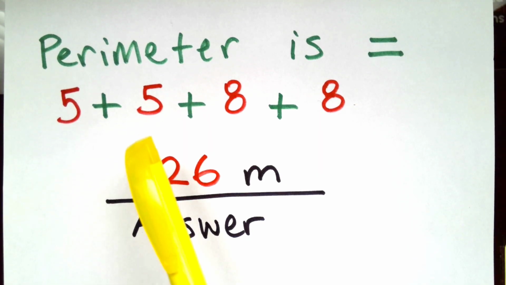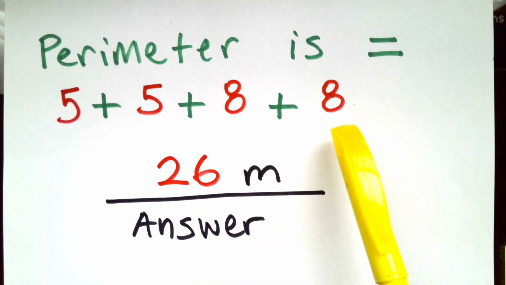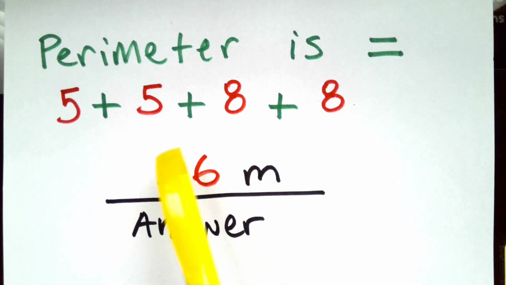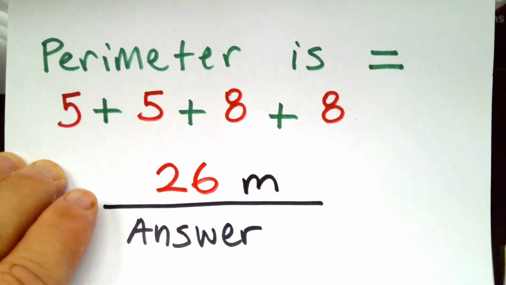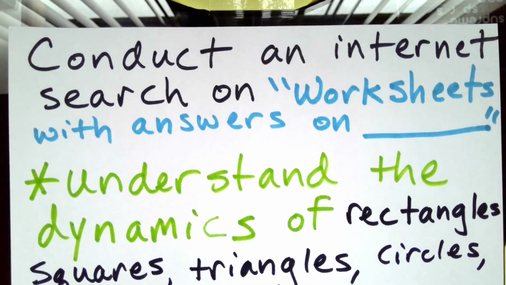So 5 plus 5 plus 8 plus 8. If I did my math correctly, 8 and 8 is 16. 5 and 5 is 10. 16 plus 10 is 26 meters. That is going to be the answer I put into the answer column regarding that particular problem.